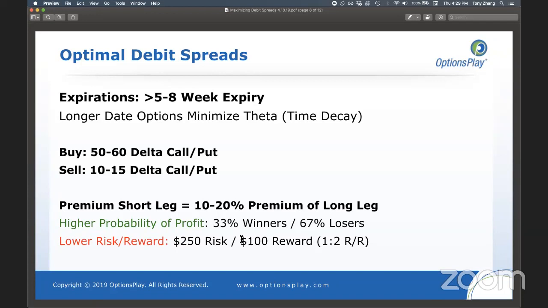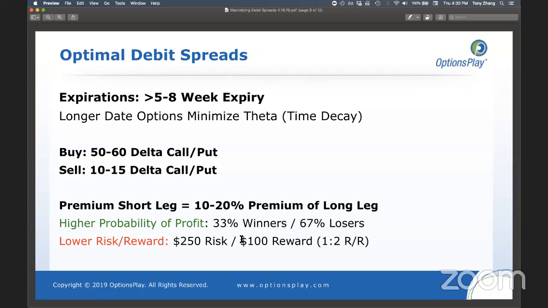So next, what I want to talk about is what we find are the optimal debit spreads. What type of expiration dates, what type of strike prices? With respect to expiration dates, this follows relatively the same rule of thumb as buying calls or puts, in the sense that because you're net long options when you're buying a debit spread, you want to minimize time decay. One of the best ways to do that is by buying a further dated option. Anywhere from 5 to 8 weeks out is usually the minimum threshold of the options you should be looking at when you're buying any form of options.